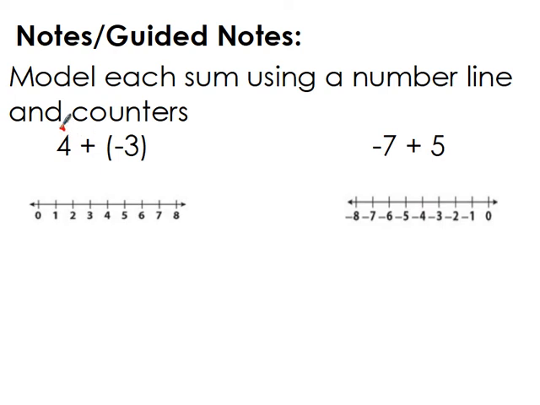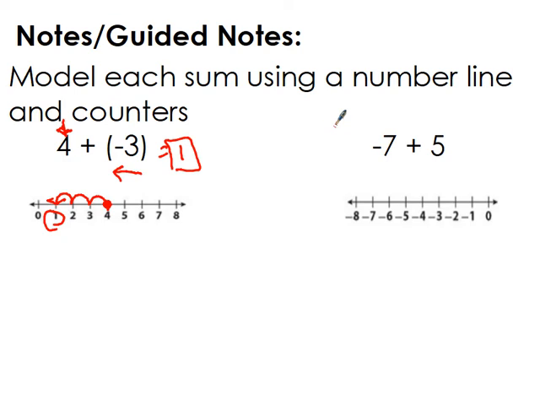We always start with the first number. So for 4 plus negative 3, I'm going to start at the number 4, which is here. And we're going to move in the direction that it tells us to based on whether or not we're adding a positive or a negative. So because I'm adding a negative, I'm going to move left on my number line. So that's going to be negative 3. So that's 1, 2, 3. So that means 4 plus negative 3 is positive 1 because I ended here at 1. So because I'm adding a negative number, I move left on the number line. When I add a positive number, I move right on the number line.